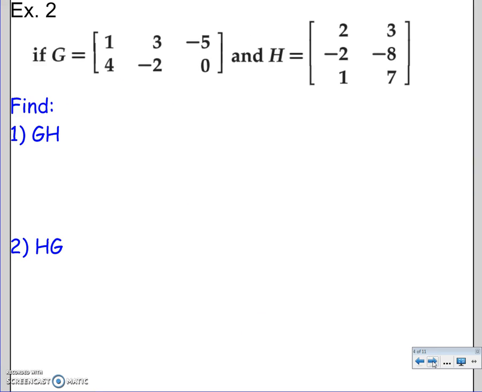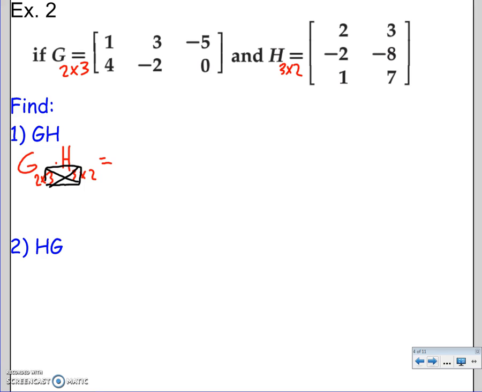Alright, example 2, find this. So G is 2 rows, 3 columns. H is 3 rows, 2 columns. When I do G, 2 rows, 3 columns, times H, that's 3 rows, 2 columns, that is fine because I see those middle numbers, 3's, are there. I'm going to cross them out. Our final answer should be a 2 by 2. Alright, so I know it's going to be a 2 by 2.